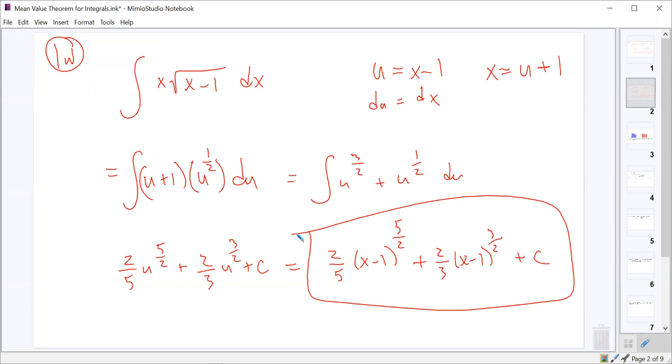Other questions? How did you know that du was equal to dx? The derivative of u is du, and the derivative of x minus 1 is dx. The derivative of x is dx, and the derivative of minus 1 is 0. Oh, right. Okay. Does that make sense? Yeah. Okay, cool.